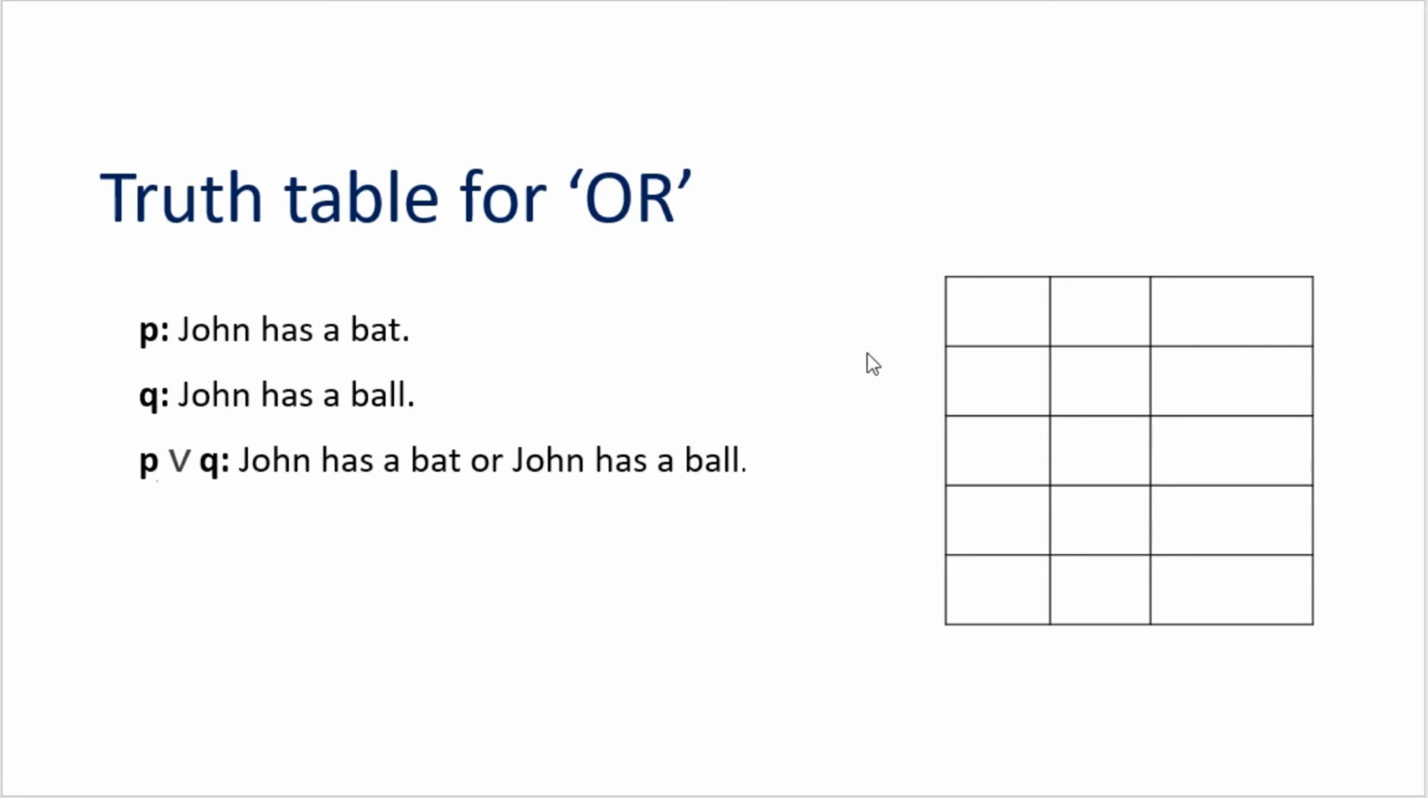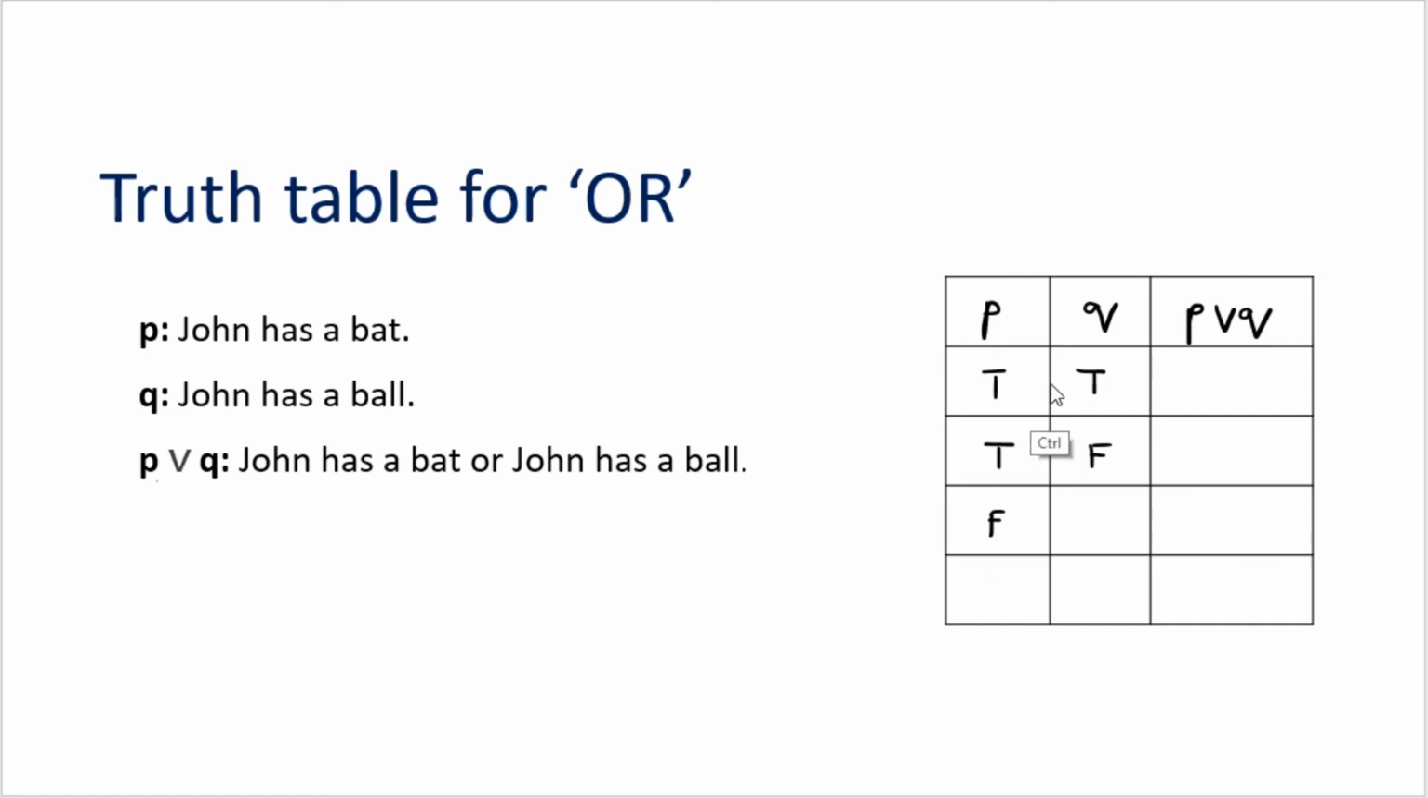In the first column we shall write the truth values of P. In the second column we shall write the truth values of Q. In the last column we shall write the resulting truth value of P or Q. So we'll write all the possible true-false combinations. P can be true, Q is true; P can be true, Q can be false; P can be false, Q can be true; or P is false, Q is false. There are only 4 different true-false combinations for P and Q.